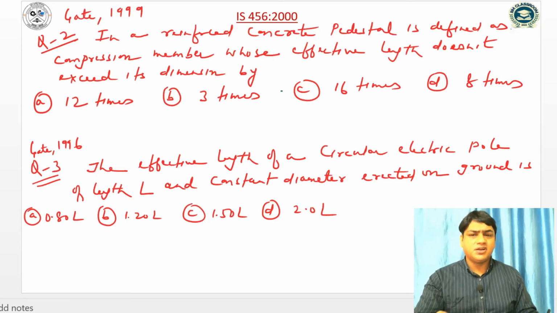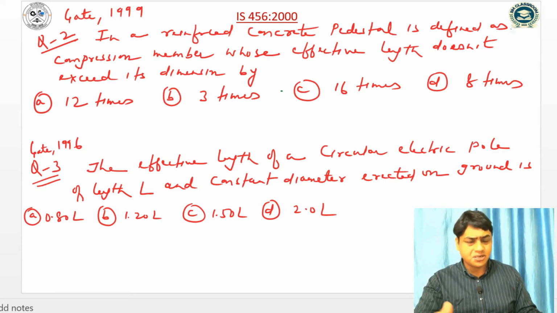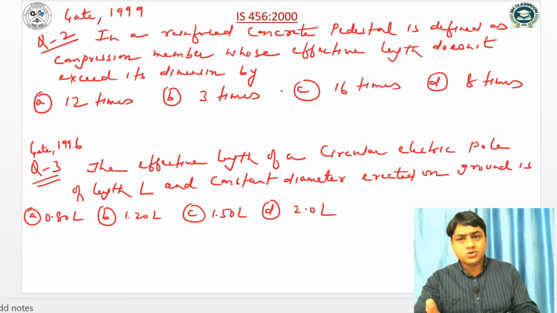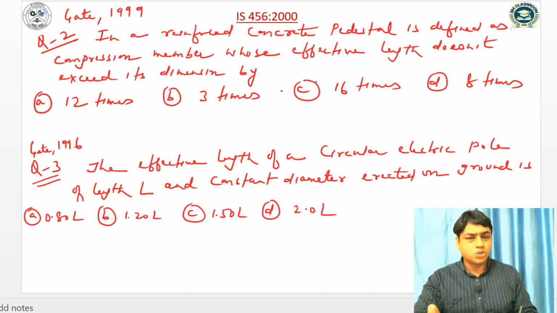Similarly, another question: in a reinforced concrete, a pedestal is defined as the compression member whose effective length does not exceed its dimension by 3 times. We have already discussed this is a direct question from the IS code, that is the codal provision. So the effective length should be less than or equal to 3 times the least lateral dimension. So option B is correct.